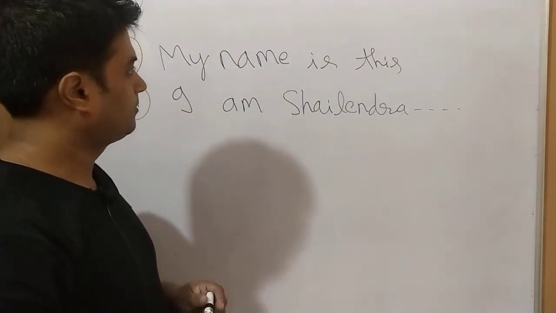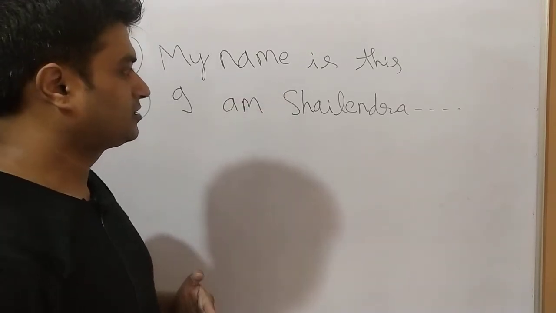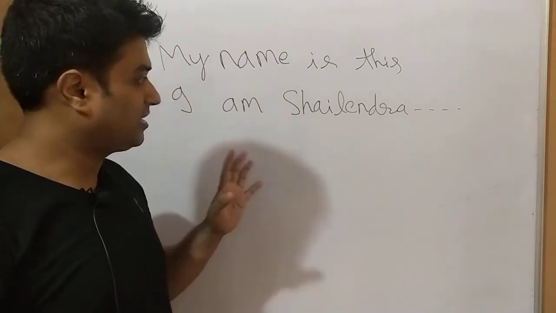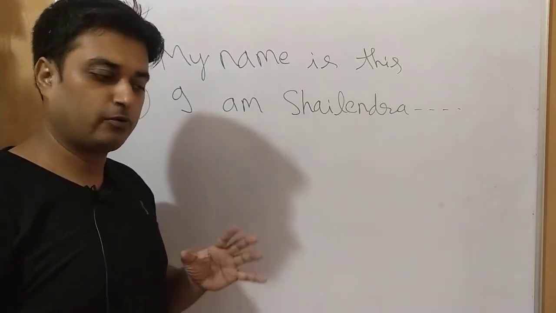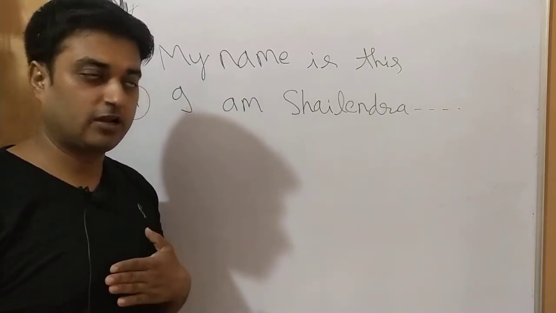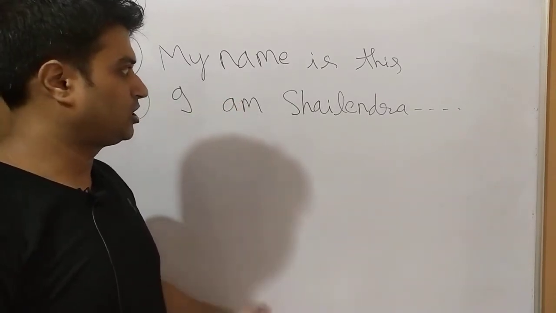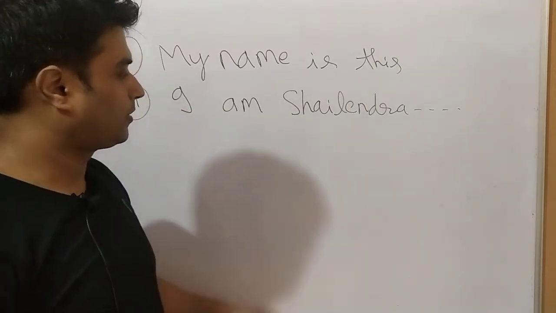We have to say either like this or like this. If I say "myself Shailendra Kumar Dwivedi," that is considered completely incorrect. So from now on, when we have to introduce ourselves, we have to say "my name is Shailendra Kumar Dwivedi," or "I am Shailendra Kumar Dwivedi." This is the right way.